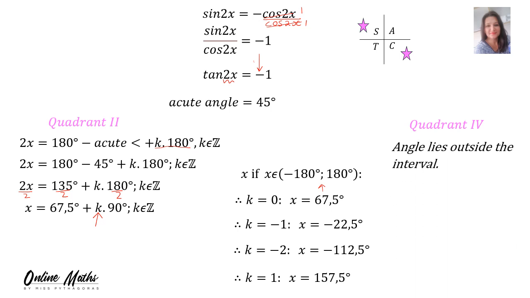Then in the fourth quadrant, the angle lies outside the interval, since the fourth quadrant is the 360 minus quadrant, and that one will not lie inside the interval.